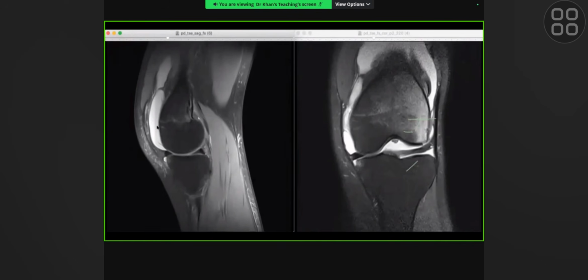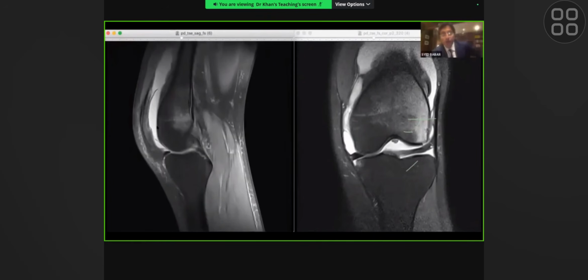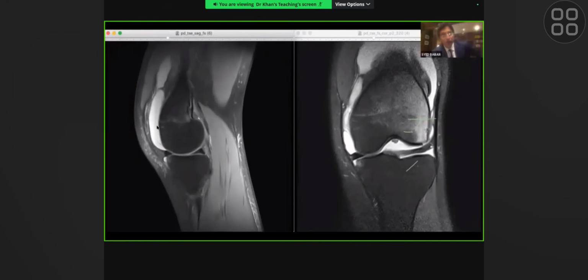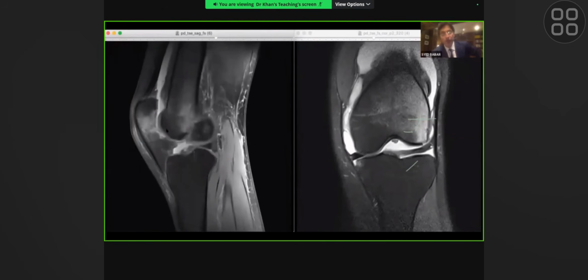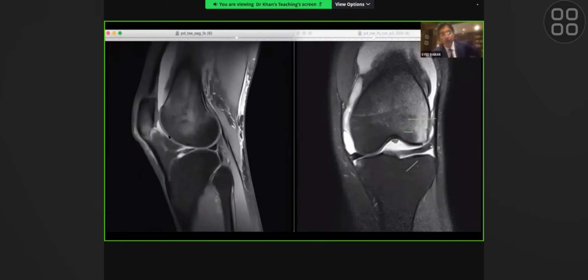Yes. This is lipohemarthrosis, as you call it. This is a fat fluid level, implying that there's been a fracture, or at least there's some fracture somewhere. We don't know where yet. We just know that there is a fracture, and we are concerned about the patella.